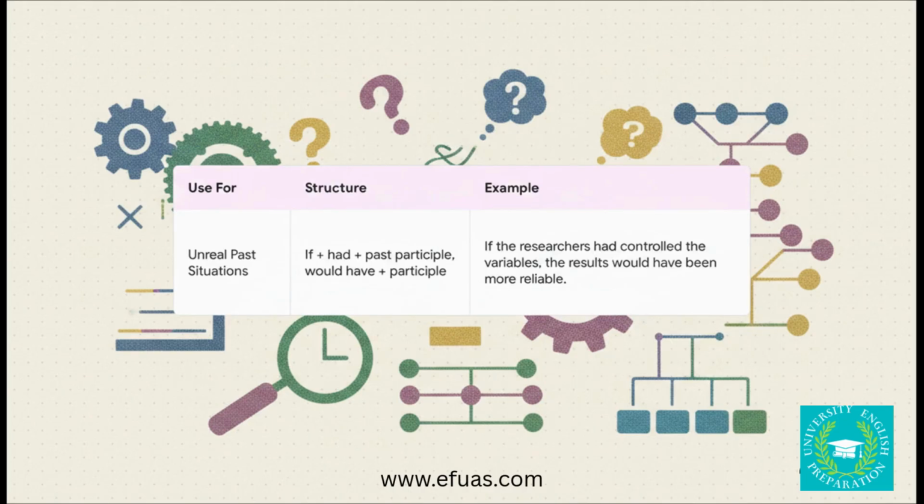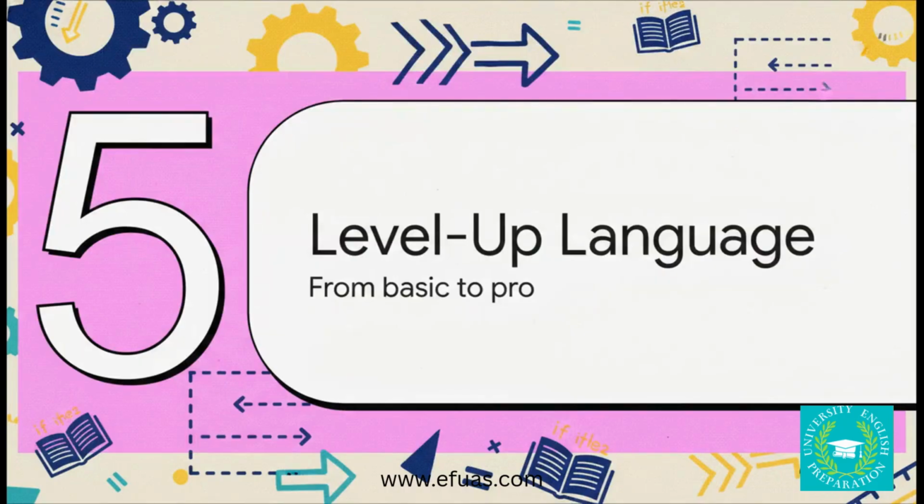The structure is if plus had and the past participle, followed by would have and the past participle. Check out the example. If the researchers had controlled the variables, the results would have been more reliable. This is so powerful because it signals that they didn't do it, and it lets you analyze the consequences of that mistake. All right, so you've got the 4 core thinking tools down.